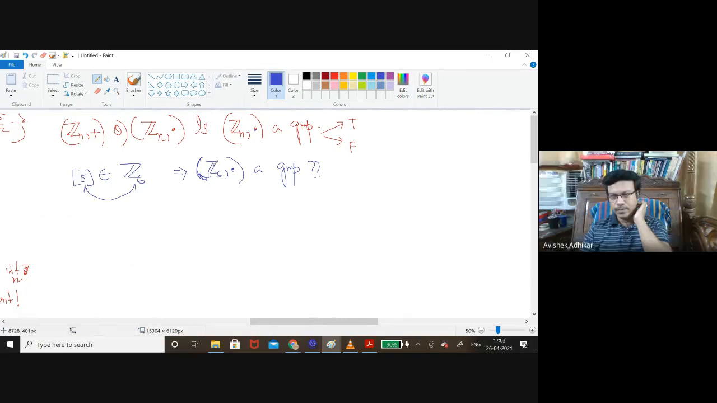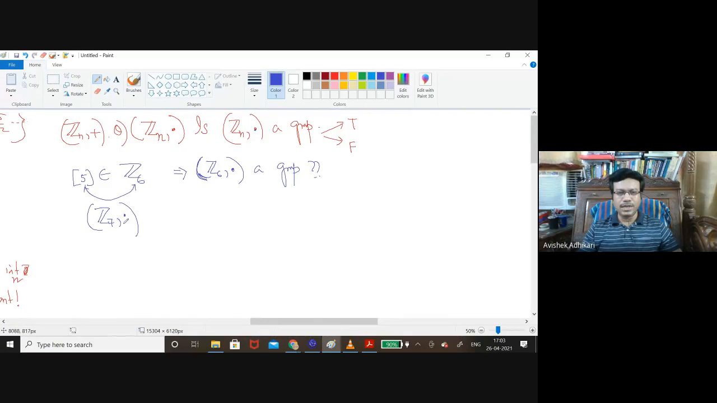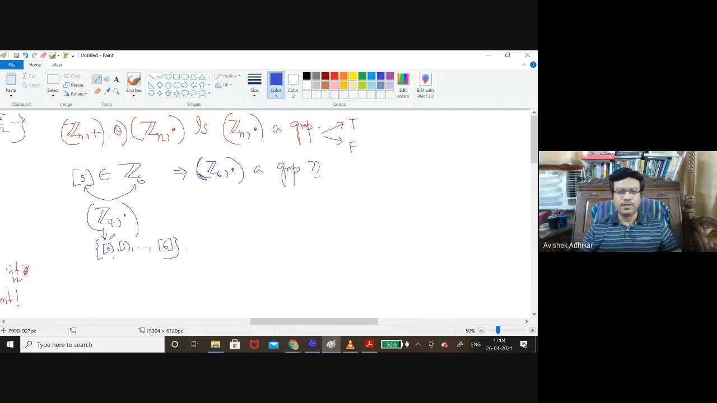When n is prime, then it will be a group. If n is prime, then what is there in Z7? It consists of all the elements 0, 1, 2, 3, 4. We should eliminate 0, so all the elements except 0. So the first answer is: Zn with respect to dot is not a group.